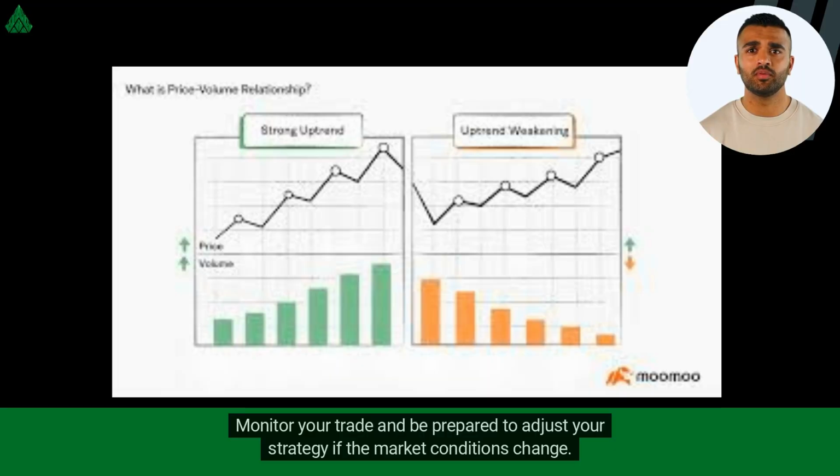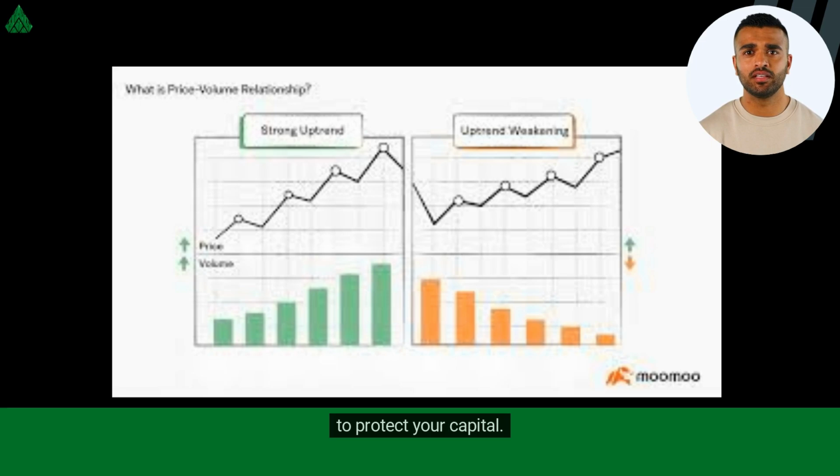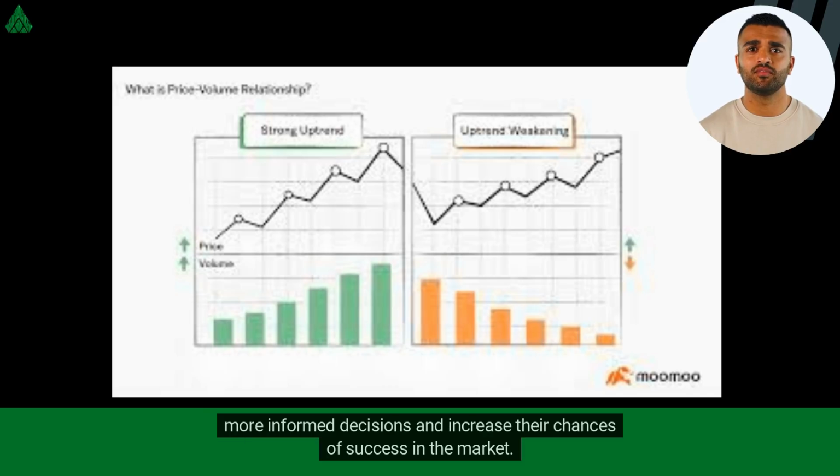Monitor your trade and be prepared to adjust your strategy if the market conditions change. If the EMA crossover reverses or if other indicators show conflicting signals, consider exiting the trade to protect your capital. By following these steps and using EMAs in conjunction with other technical indicators, traders can make more informed decisions and increase their chances of success in the market.